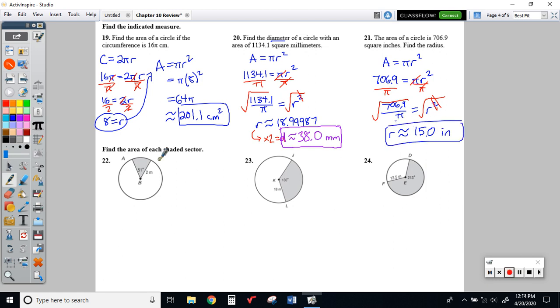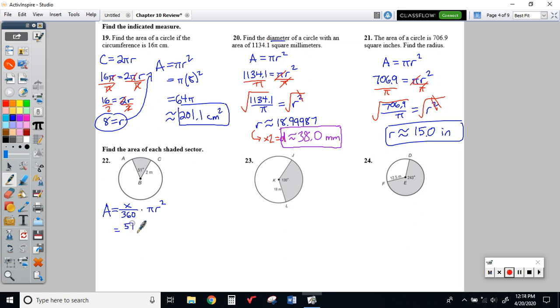Number 22, area of a sector now, of each shaded sector. So the area of a sector is very similar, the formula, to the area of a circle. It's just a portion of that circle though. So I had written it as x over 360, the degrees you want or care about or that are in the shaded portion out of the total circle, times what the whole area would be, times pi r squared.